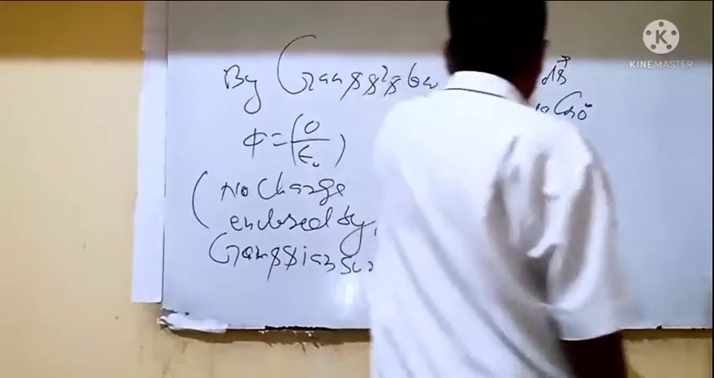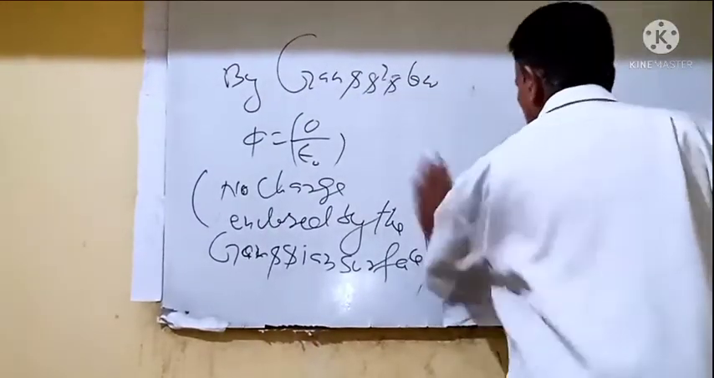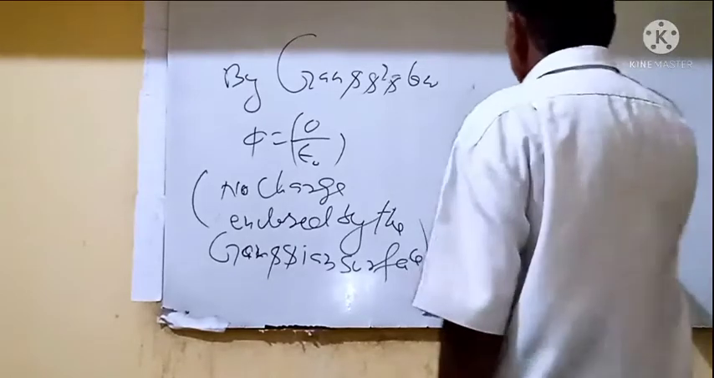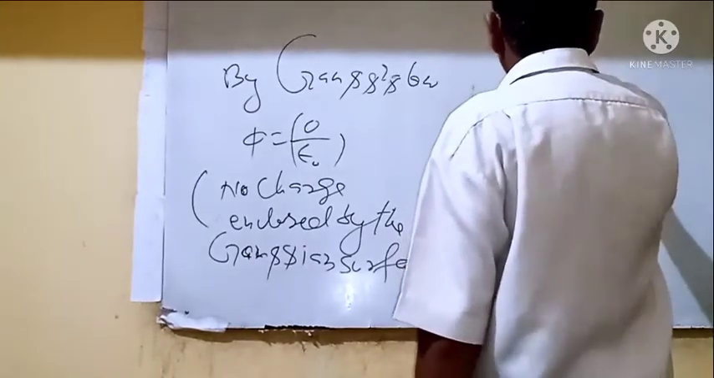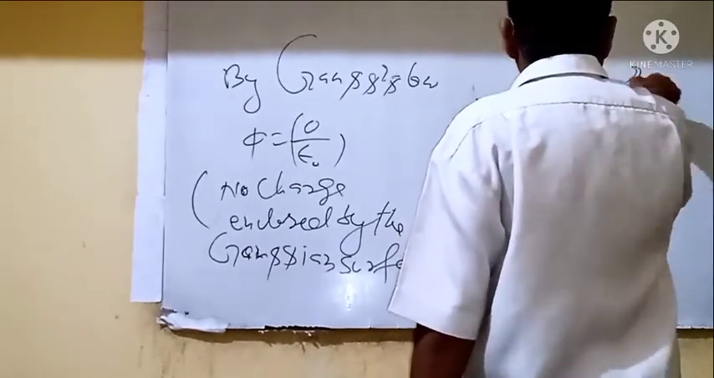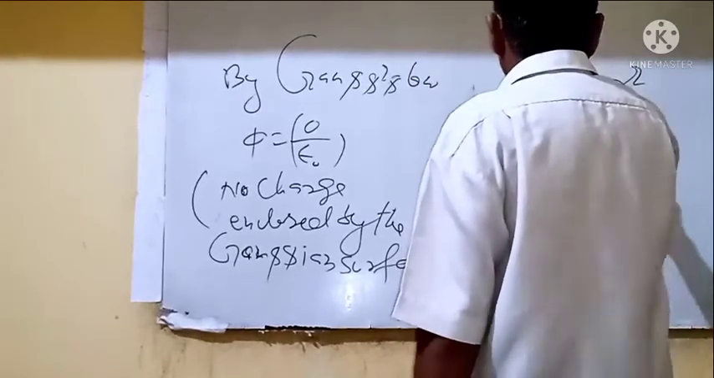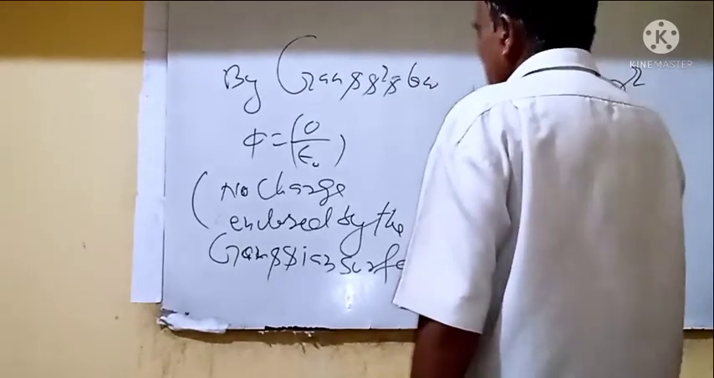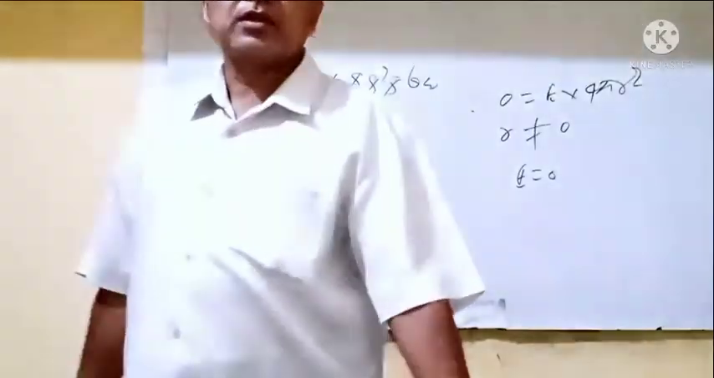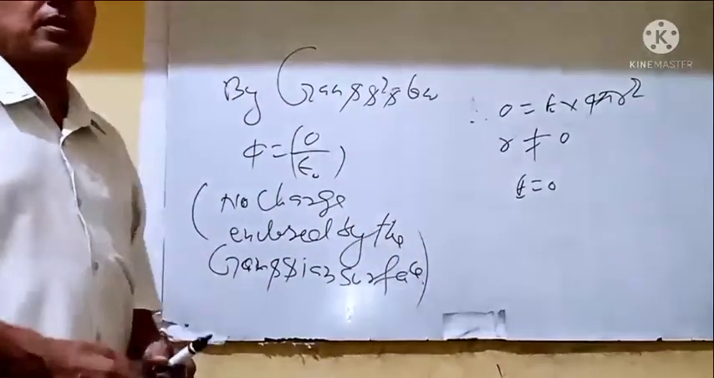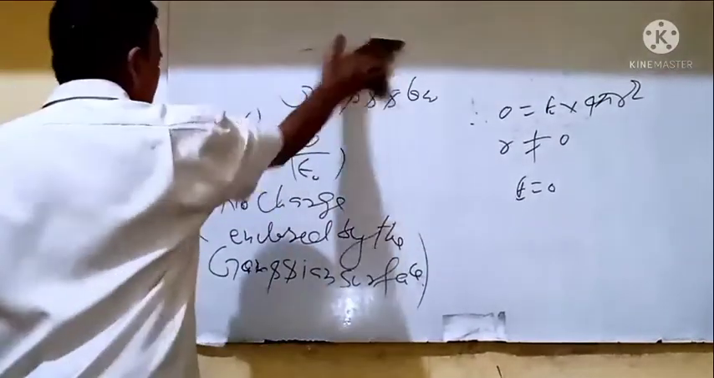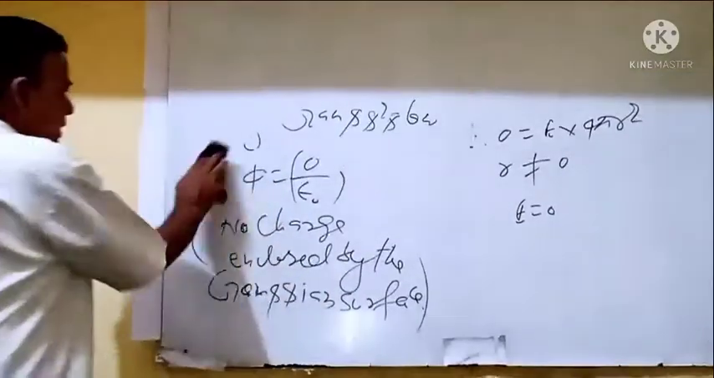Therefore 0 is equal to E into 4 pi r squared. r is never equal to 0, so E is equal to 0. It means that the electric field intensity inside a charged spherical cell will be equal to 0.